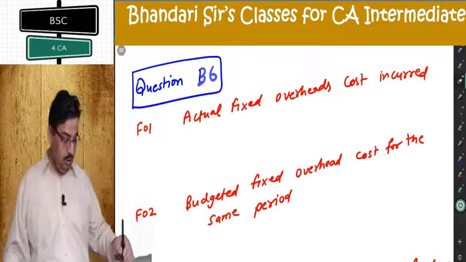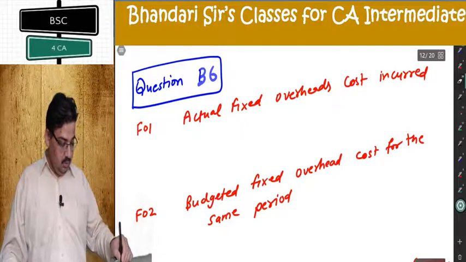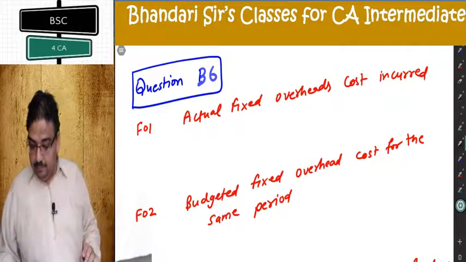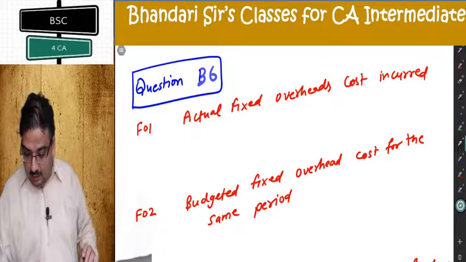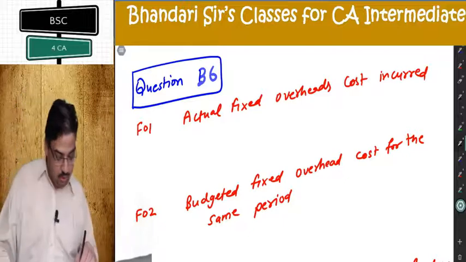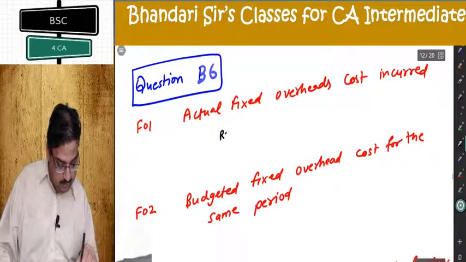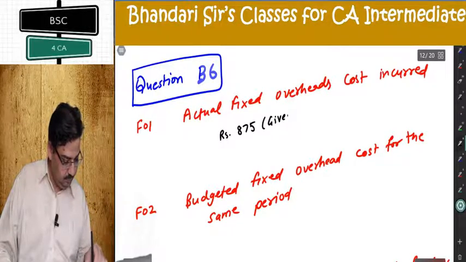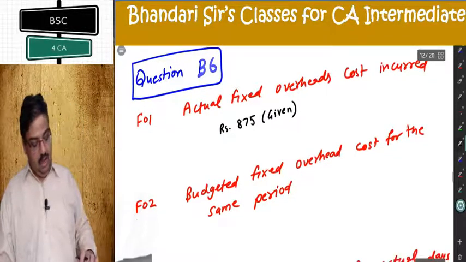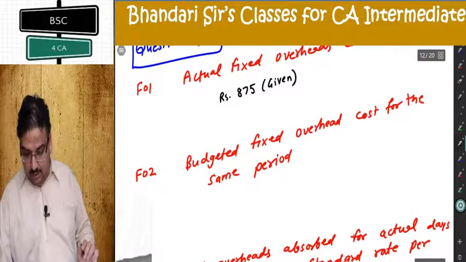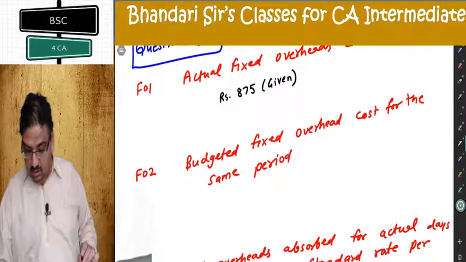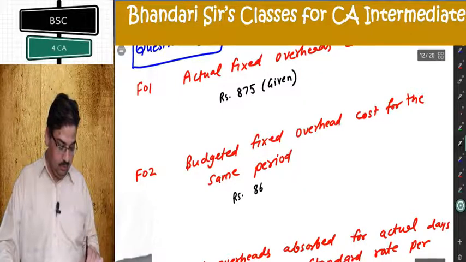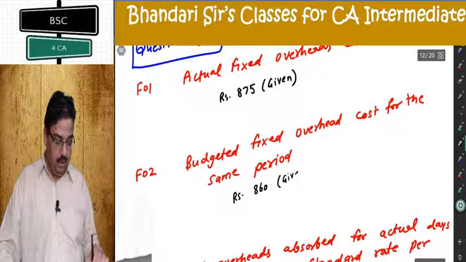Let us focus on all the data that we require. So looking for the first step, FO1. The question gives me actual overhead, second last line of the question, rupees 875. It is directly given. FO2, budgeted fixed overhead. It is given in the third line of the question. The budgeted overhead is rupees 860. I don't need to compute, it is directly given.